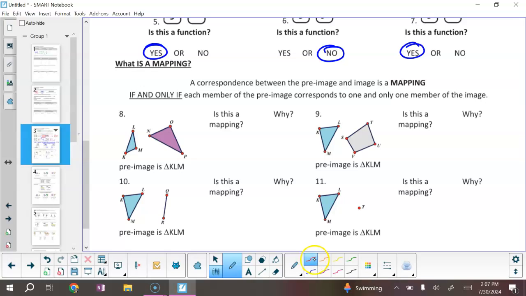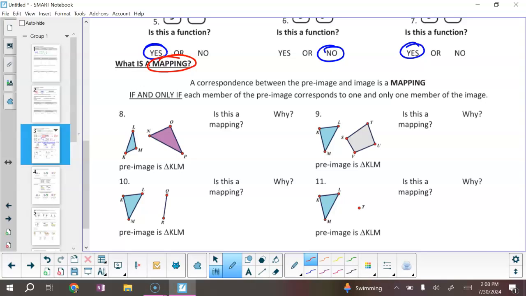Okay, now what we're going to get into is some more of the technical vocabulary that we're going to be using when we talk about these functions, specifically what are some of the things that they should be doing, or some of the language that we can use in describing what's happening within our function here. Okay, so the first thing we're going to talk about is something called a mapping. So what is a mapping? That's a new word for us.